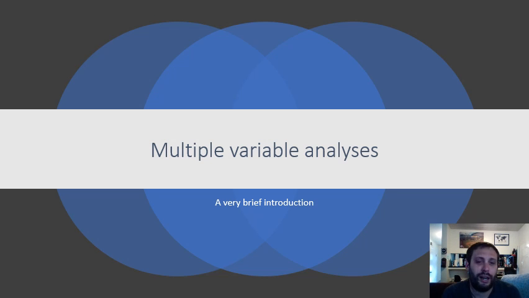Now we can talk about multiple variable analysis. This is where we're going beyond two variables. You're going to be learning a lot more about this in Psych 350, but I'd like to give you a very brief introduction so that when you get to Psych 350, you're not completely in the dark as to what is going on. And again, we're not going to be doing any of this math. This is just an introduction overall.